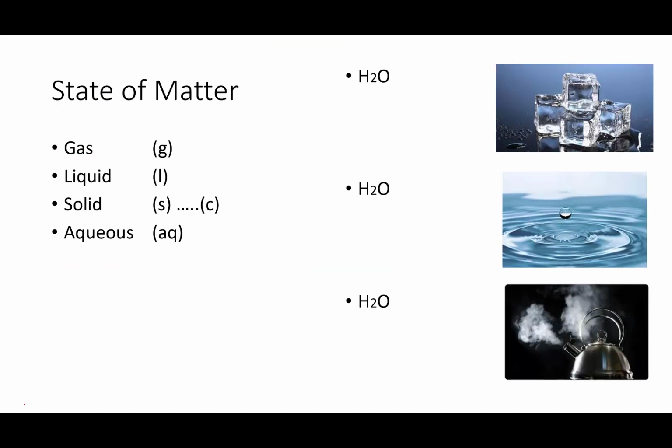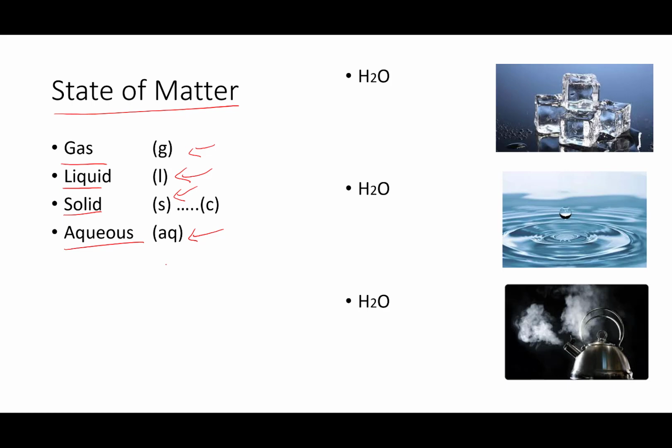One of the other shorthands that are in every chemical reaction is the state of matter: solid, liquid, gas, or aqueous, dissolved in water. If something is a gas, we put a lowercase g in parentheses next to it, a liquid, lowercase l, a solid, lowercase s, and aqueous, lowercase aq.